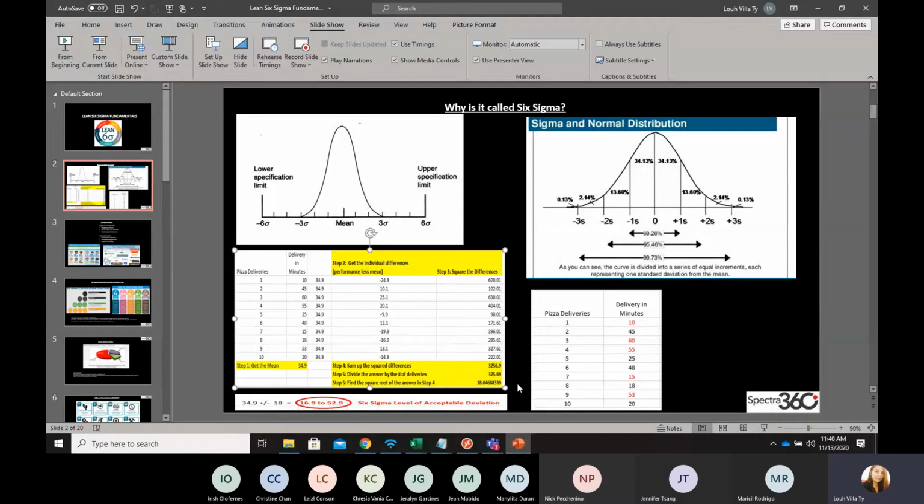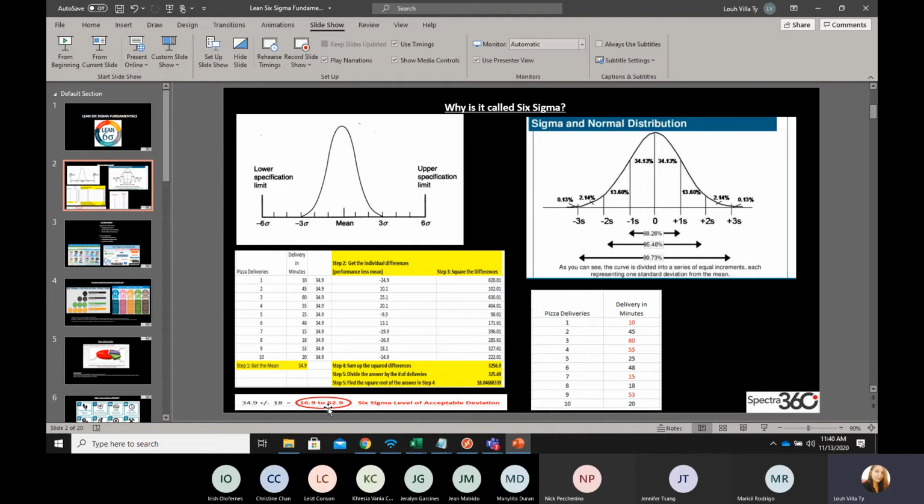So anyway, we do have the 18, right? Our mean was 34.9. How do we get the acceptable range? It has to be plus or minus the standard deviation from the mean. So 18 is the standard deviation. It has to be 34.9 plus or minus 18.